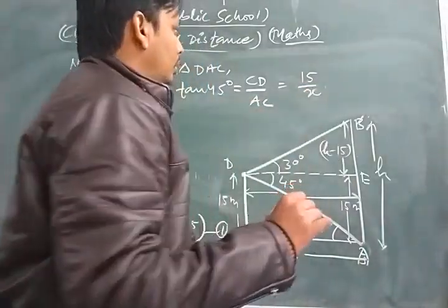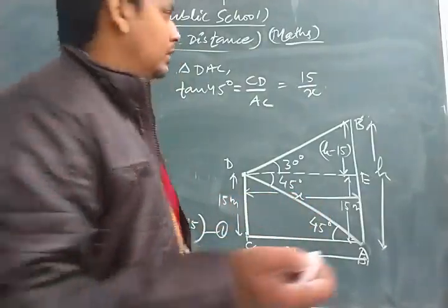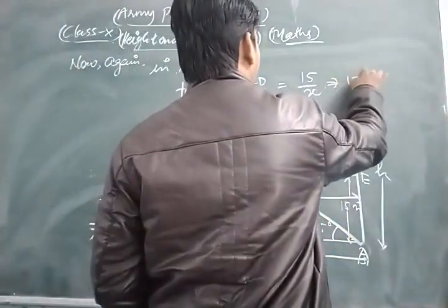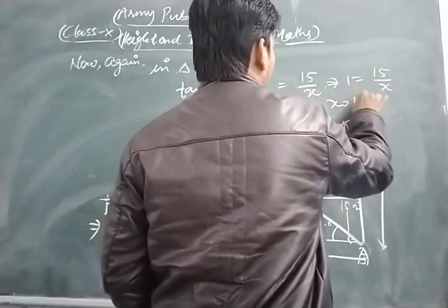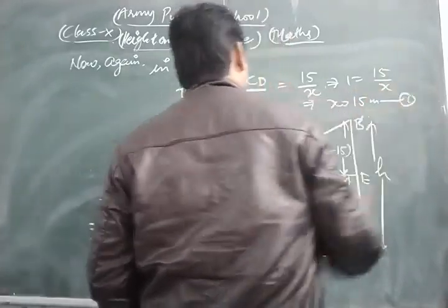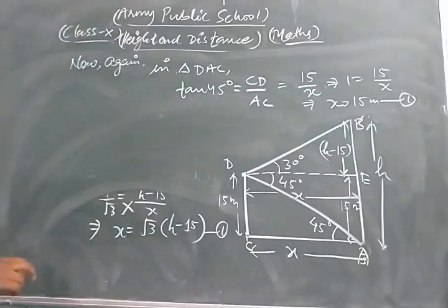Now you know that the value of tan 45 is what? 1. So this implies that 1 is equal to 15 upon X, that is, X is equal to 15 meter. We take this as equation number 2. X is equal to 15 meter.